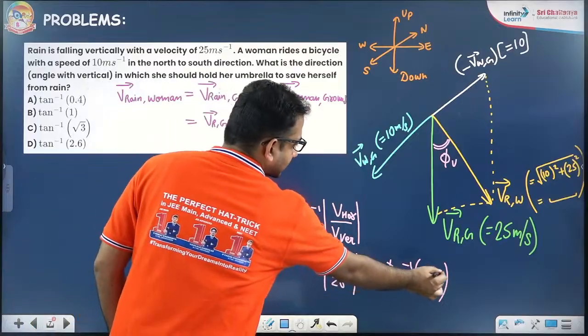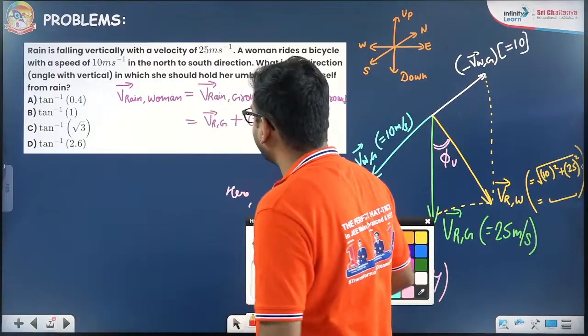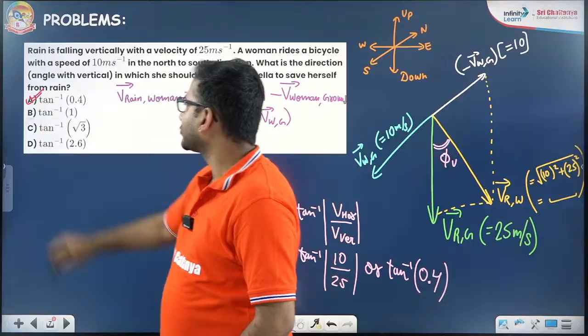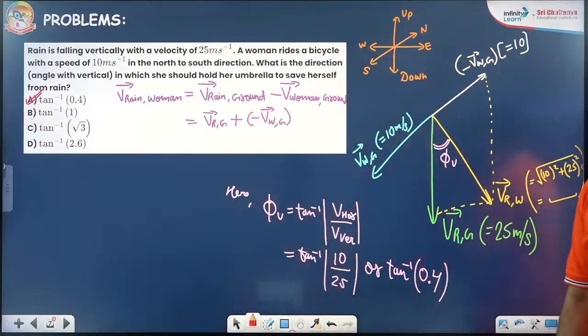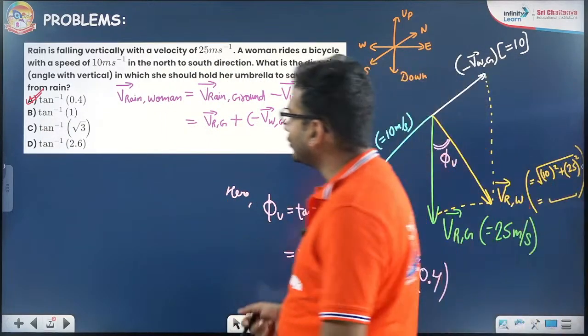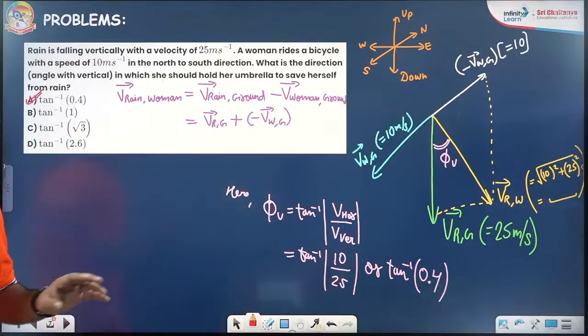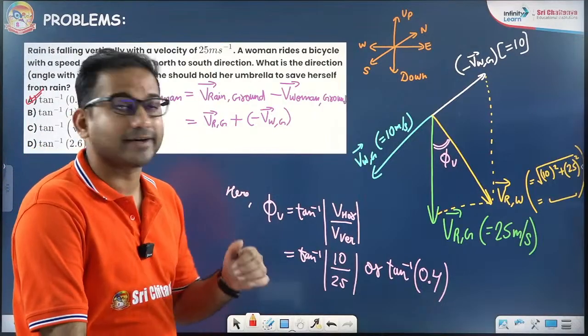100 by 25 is 4. So tan inverse 0.4, that is the correct option. I hope that's clear to us. Just have a look. What did I do? Again, I have done the same. Again, I have followed the same steps here.